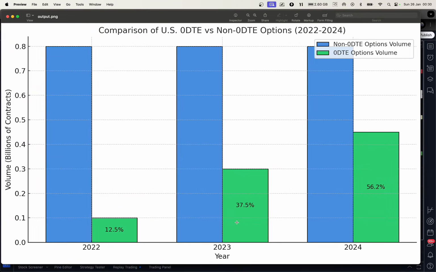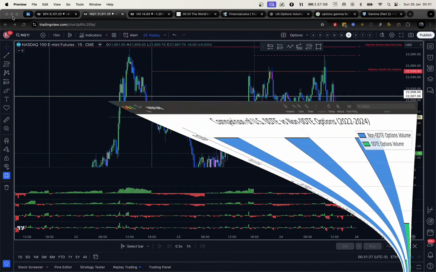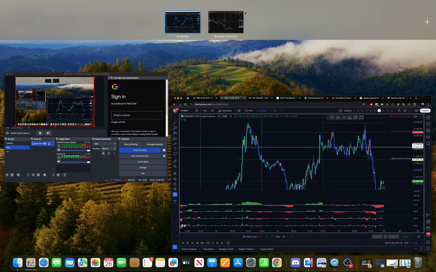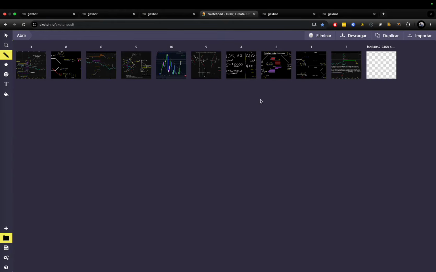In 2023, they represented 37.5% of the total volume. Last year, they actually account for 56.2%. And if you look at the daily volumes, usually last year and this year, every day zero DT options are like 50% of the total volume of the options, right? So why is that important, right?